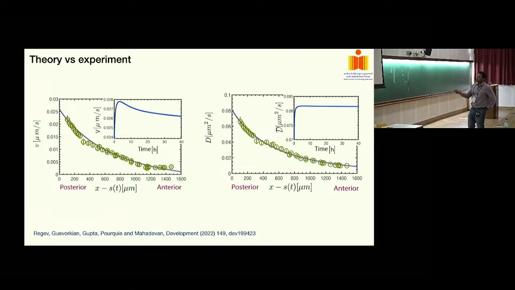This is the elongation speed at the tail bud. You can see that in the beginning, the elongation speed grows and then it reaches a steady state. And similarly for diffusivity, this is how it looks.